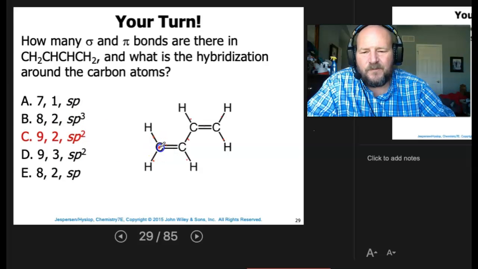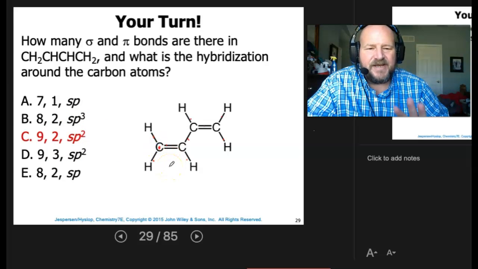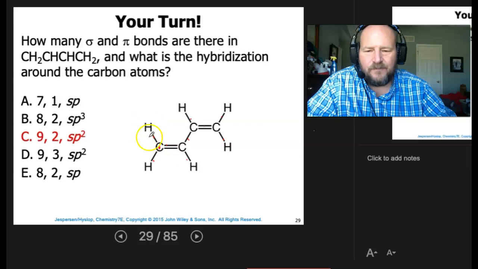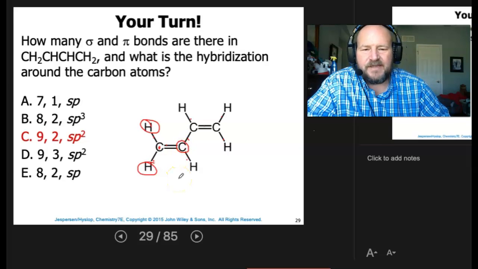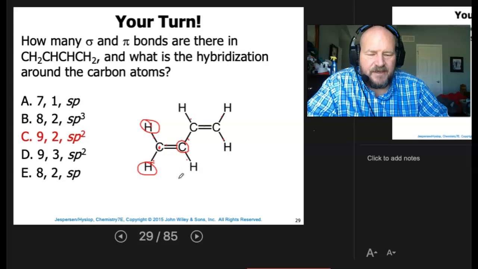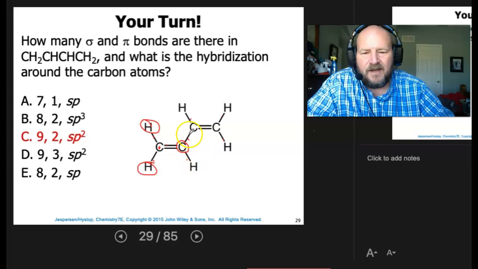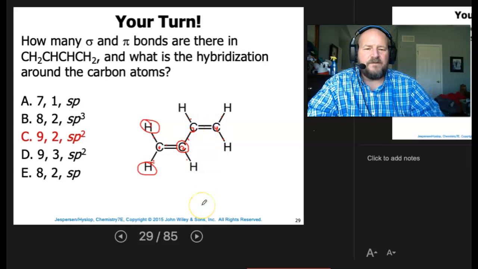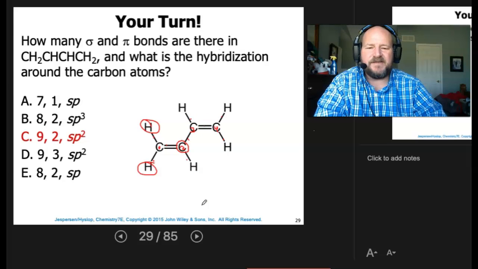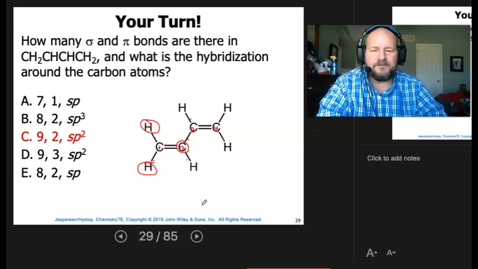Now, if I want to figure out the hybridization, well, remember, if I look at this carbon, we'll call this carbon 1. It's got three interactions. 1, 2, and 3. That means I need three orbitals. So that's going to be s and two p's, sp2 hybridized. I can do the same thing for carbon number 2, 3, and 4. So all four of them in this molecule should be sp2 hybridized.